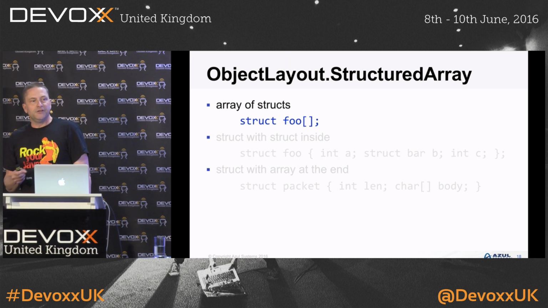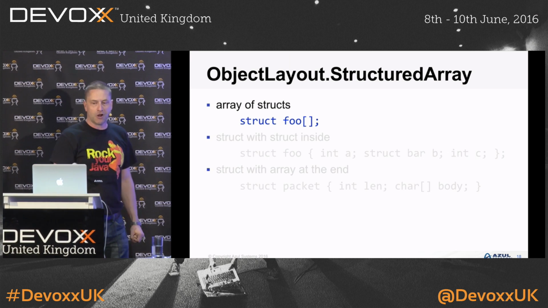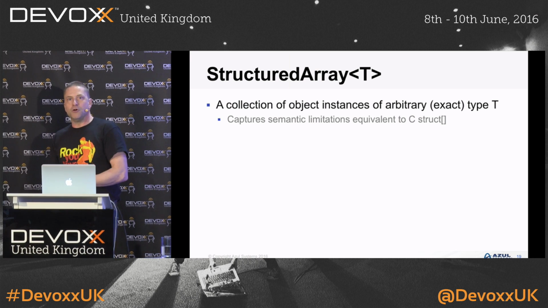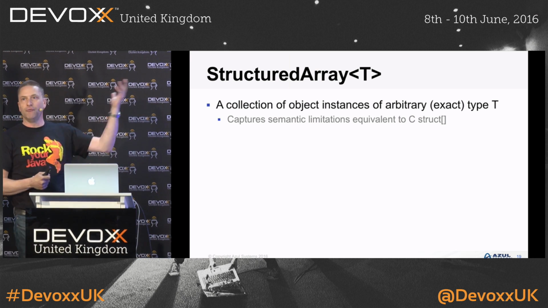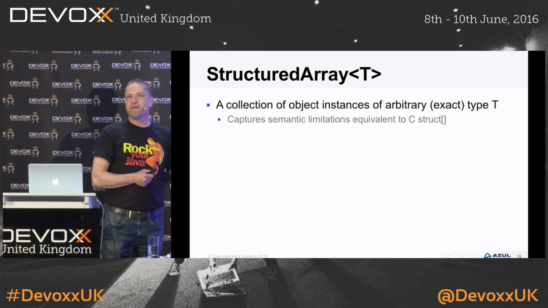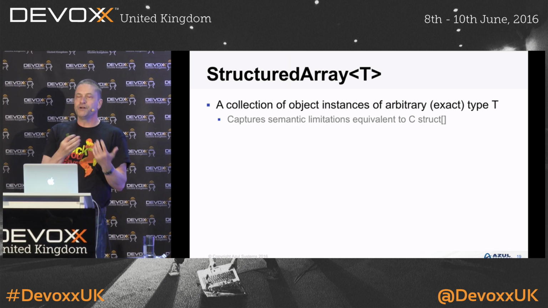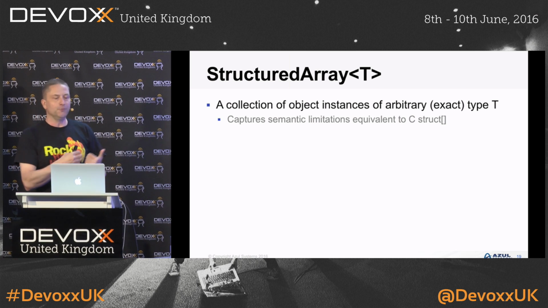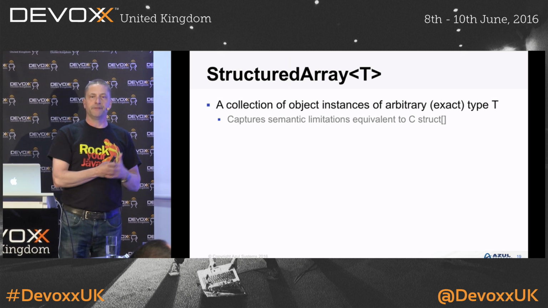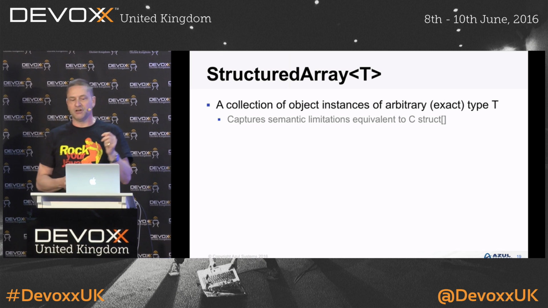Let's look at the first of these situations then. So, an array of structs. Now the way that this works is that we introduce a new class. We introduce the structured array. So obviously it's named to indicate what it is. It's a generic collection, so it has a type associated with it. And what it is, is a collection of object instances of an arbitrary type. So any type that we want to store in there, we can. But it is a collection of exact types.